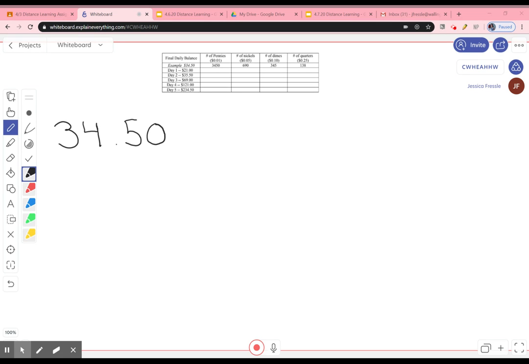So our first example is $34.50. And it wants you to find out how many pennies are in $34.50. So to do that, we're going to divide by 1 cent. And we're going to do the same thing as we did yesterday. We're going to move the decimal place over 2 places. And because we moved that side over, we're going to move the right side over. So for both numbers.